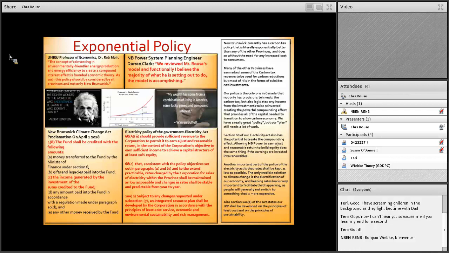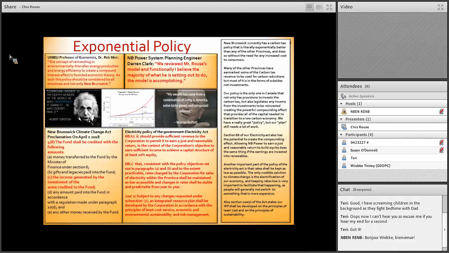Another really important part of the Electricity Act is that it says that rates shall be kept as low as possible. This is really important because the only credible solution to climate change is the electrification of our economy. And keeping rates low is very important to facilitate that happening, as people will generally not switch to something that's more expensive. So we need to be really careful that we keep rates low, and that will really help the shift happen faster.